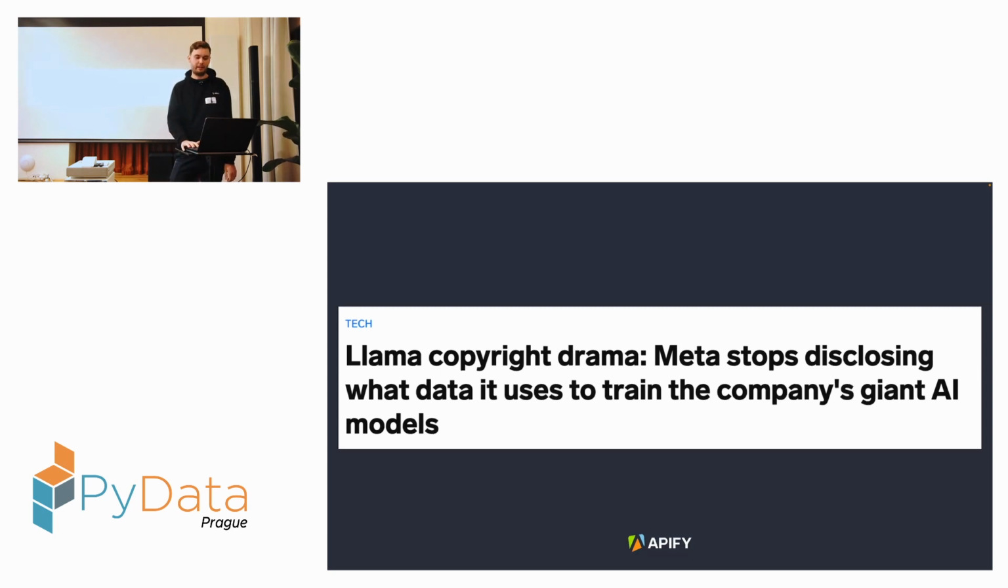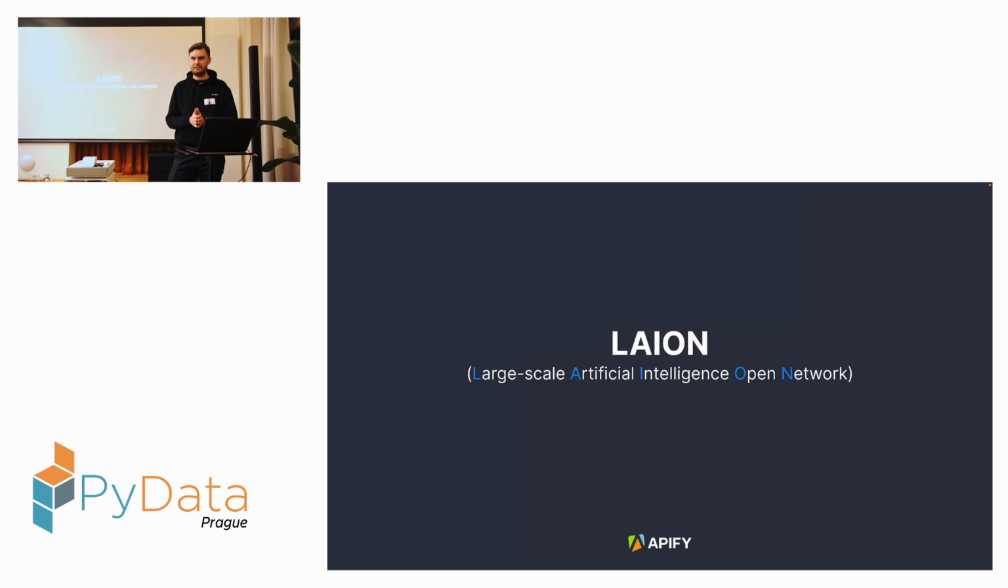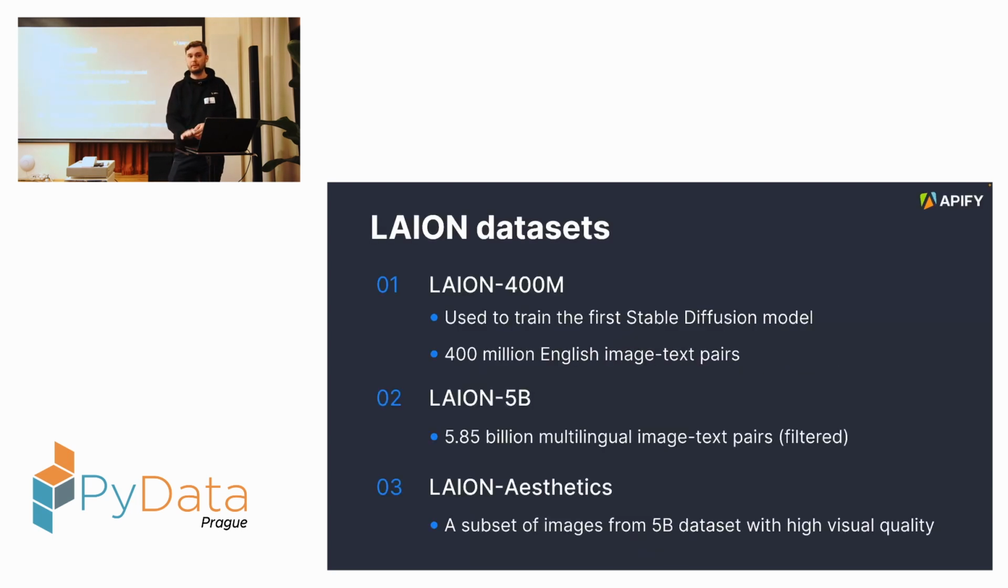So now I want to look at text to image. It's not an LLM, but it's also pretty popular nowadays: Stable Diffusion, Midjourney, and so on. So what did they actually use to train these models? And the answer is LAION, which is Large-scale Artificial Intelligence Open Network. And I'm going to mention 3 datasets from them.